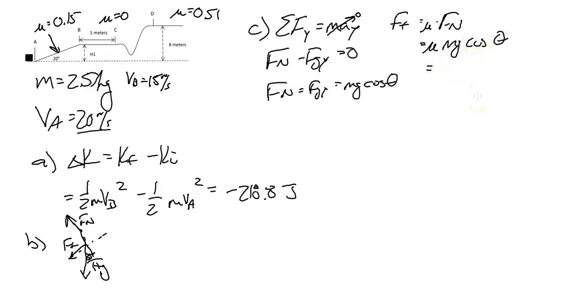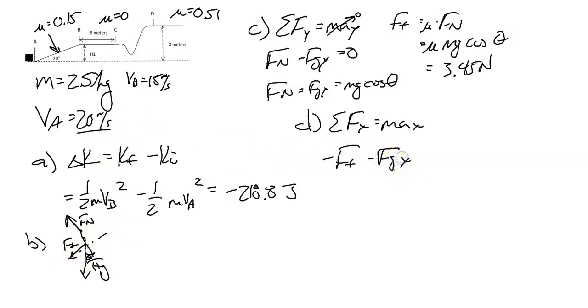Plug all of that information in there, and you should end up with 3.45 newtons on part D. Now we find the acceleration, so we're just going to go ahead and sum the forces in the x, and there's your acceleration right there. So we come back here and we see that that's negative force friction minus force gravity in the x.